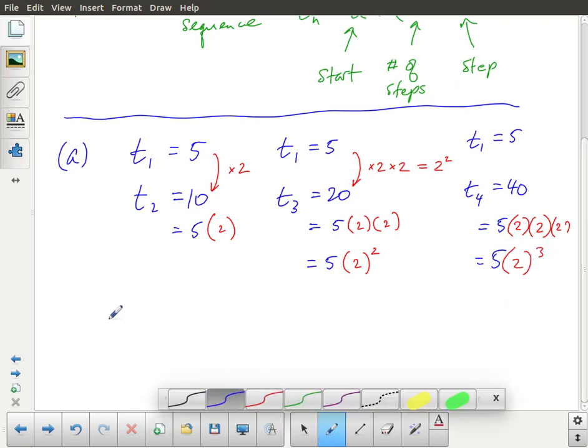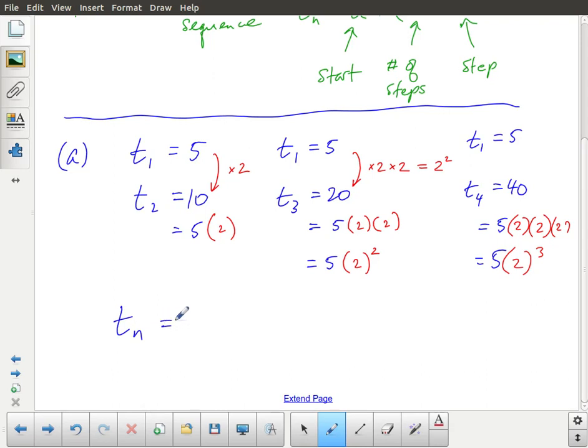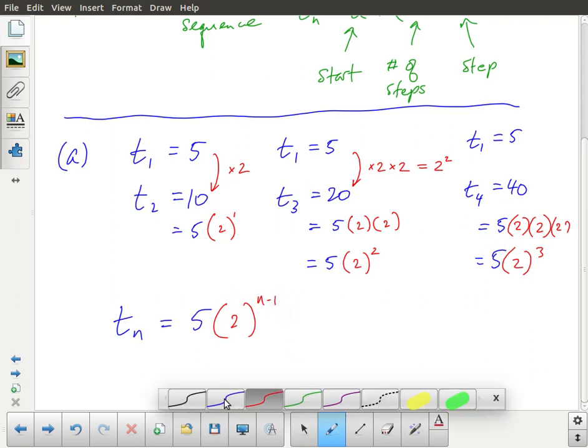So can we write Tn? Well, Tn starts off with 5, multiplies it by 2. How many times does it multiply it by 2? For T2, we multiplied it once. For T3, we multiplied it twice. For T4, we multiplied it 3 times. For Tn, we would multiply it n minus 1 times. Whatever this number is, it has to be 1 less than that.